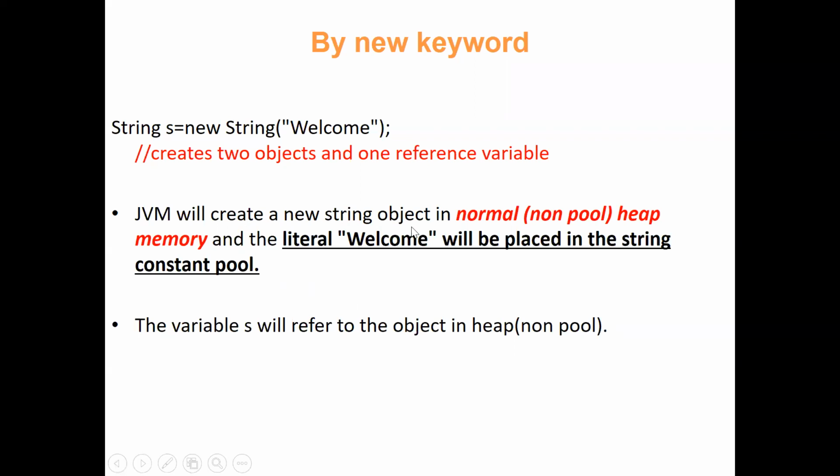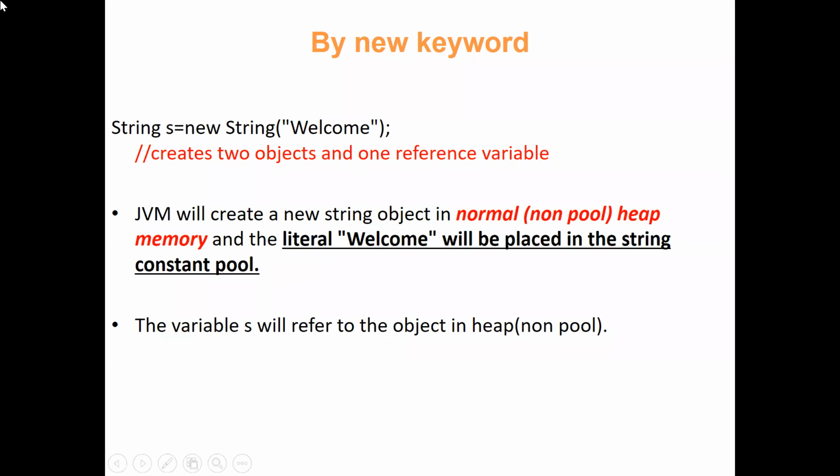JVM will create a new string object in heap memory and the literal welcome will be placed in the string constant pool. Okay. Also, one more thing: another way to create a string is string s is equal to new string of welcome. So here I'm using the new keyword. What's the difference? Whenever you use new, you are instructing JVM to just go and create a new object. That's it.